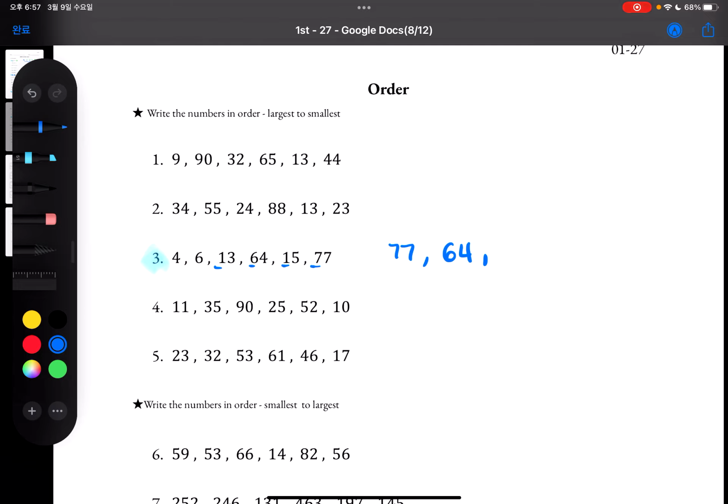And now we have 13 and 15. Because 13 and 15 both have the same tens place, we have to look at the ones place now. When we look at the ones place, 3 is less than 5, or 5 is greater than 3, so we're going to put 15 first, and then 13. Now we are down to two numbers, the 4 and 6, which don't have tens place. So we just look at 4 and 6 and see which one's bigger. We know that 6 is greater than 4, so we're going to put 6 first and then 4. And this is how you're going to reorder numbers.